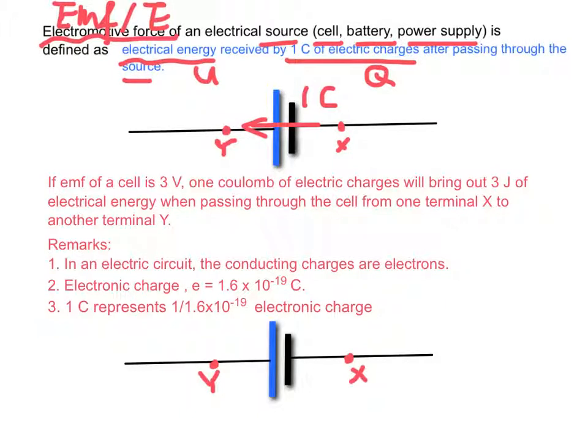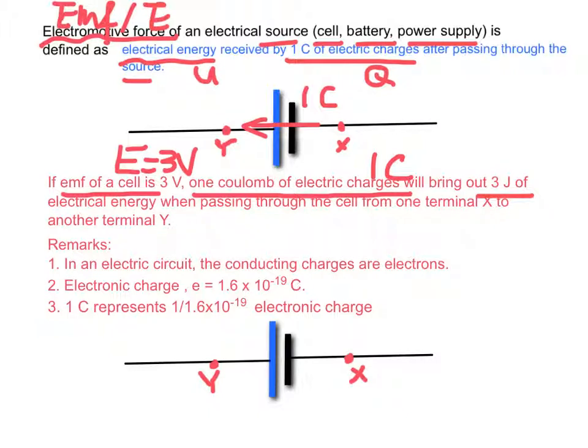That is, if the EMF of a cell is E equal to 3 volts, then 1 coulomb of electric charge passing through the cell will bring out 3 joules of electrical energy, U equal to 3 joules, when passing through the cell from terminal X to another terminal Y.